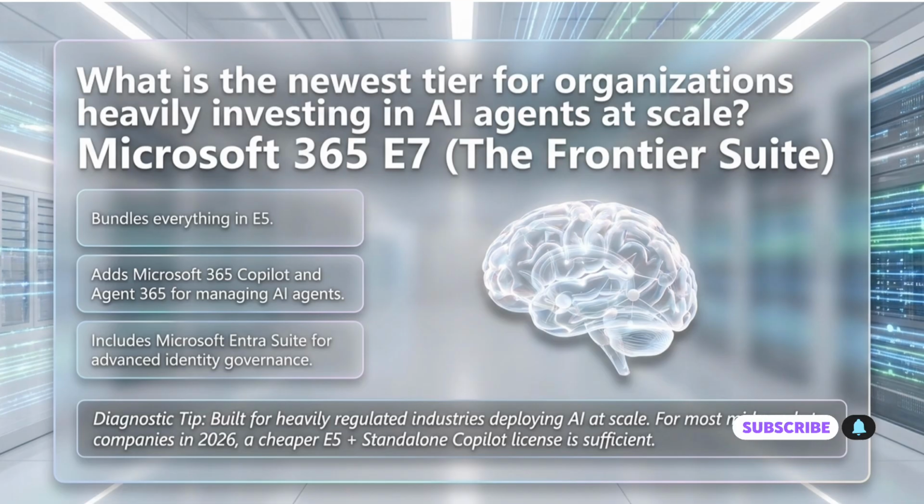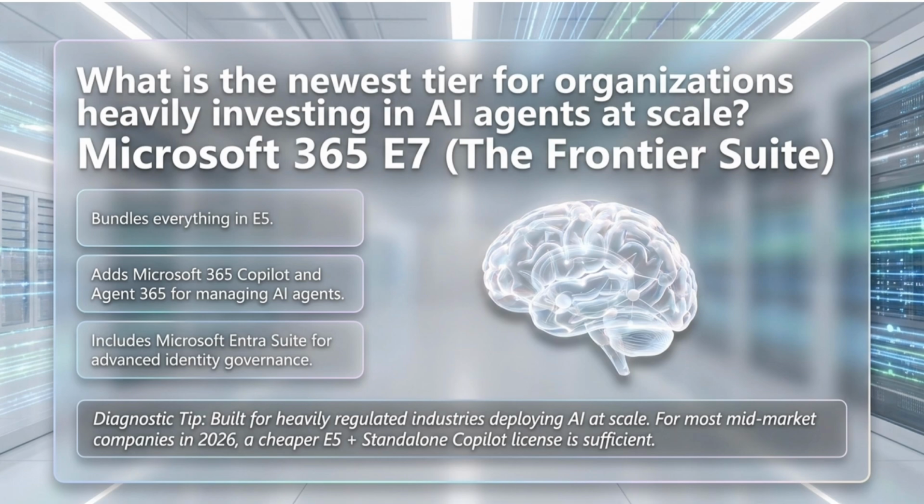For most mid-market companies in 2026, E7 is still ahead of their actual needs. A simple combination, E5 plus a standalone Copilot license, usually works out cheaper unless you are deploying AI agents widely.